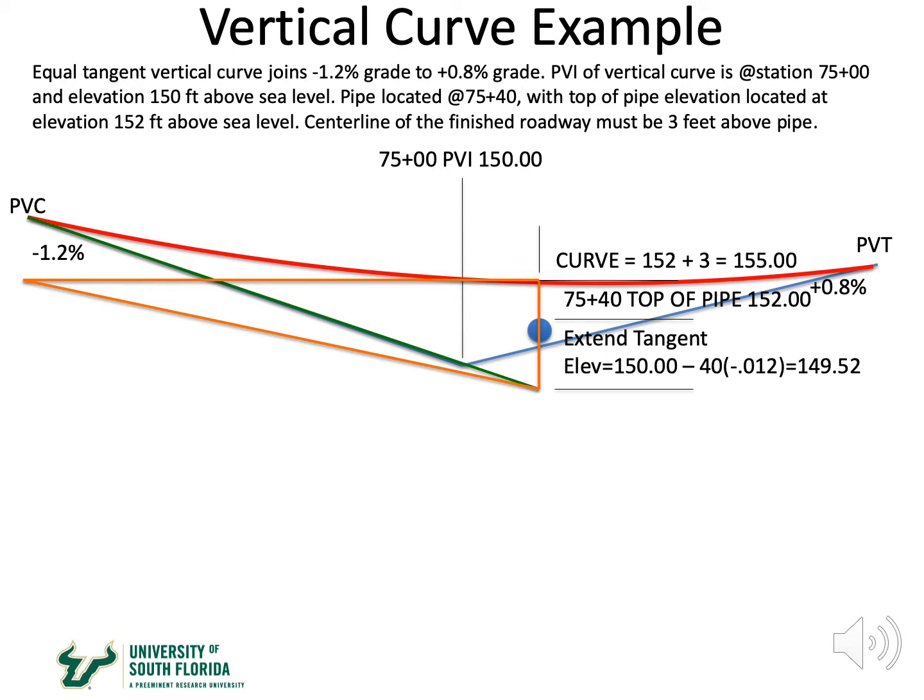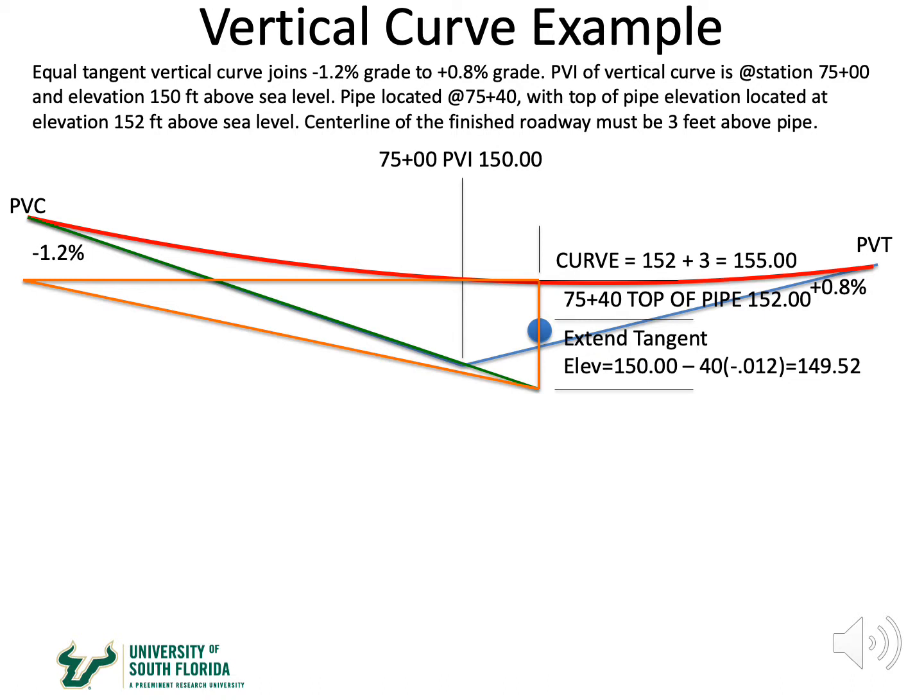And I can also find the elevation of this point down here, since we know that this point has to be 155. Since we know the elevation of the PVI is 150, and we know that the distance between the center of the vertical curve and the center of the pipe is 40 feet, because we were given this stationing, 75 plus 40, that's a distance of 40 feet. So we can calculate the elevation of this point here, which is 150, the elevation of the PVI, minus 40 feet times the slope, which is minus 0.012. So we know the elevation of this point down here, which is 149.52.